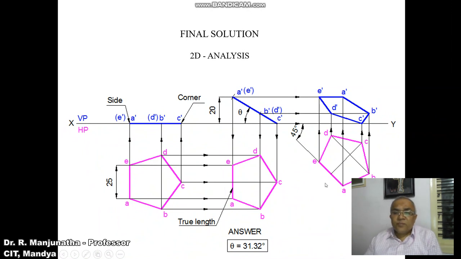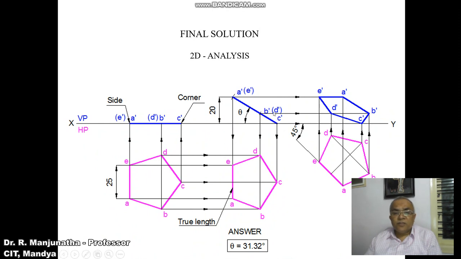Then draw a vertical projector from A to above the XY line, and draw a horizontal projector from A dash and D dash. Both will intersect at this point. You mark this point as A dash. Similarly, draw a vertical projector from E, and draw a horizontal projector from A dash E dash, that has already reached here. So that means you will get this point E dash.